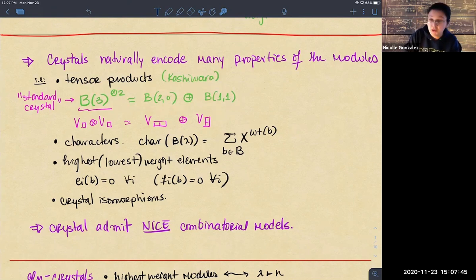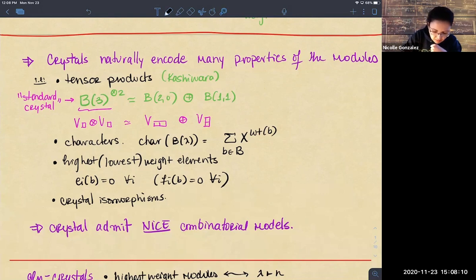Like I mentioned, they have a notion of character. The character of the crystal is exactly the same as the character of the corresponding module. But often actually taking the character is very easy, because as I said previously, you take the weight of every vertex, and to it you assign a monomial, which is just x to the power of whatever the weight of that tuple was.